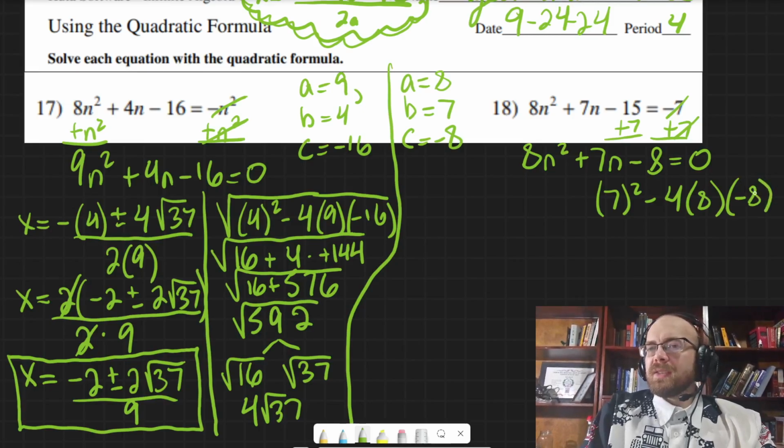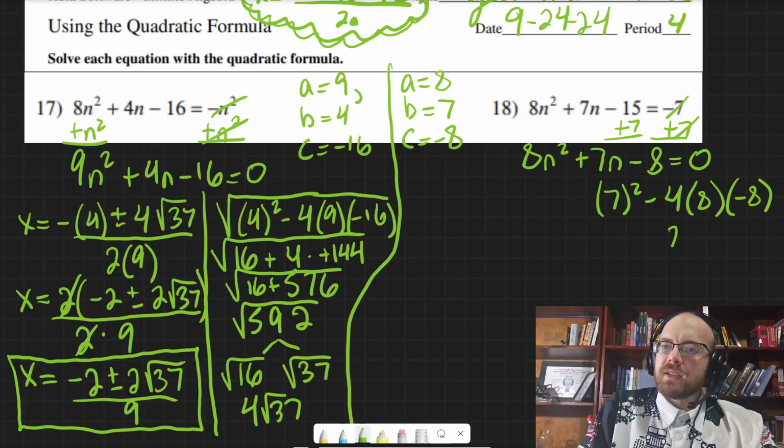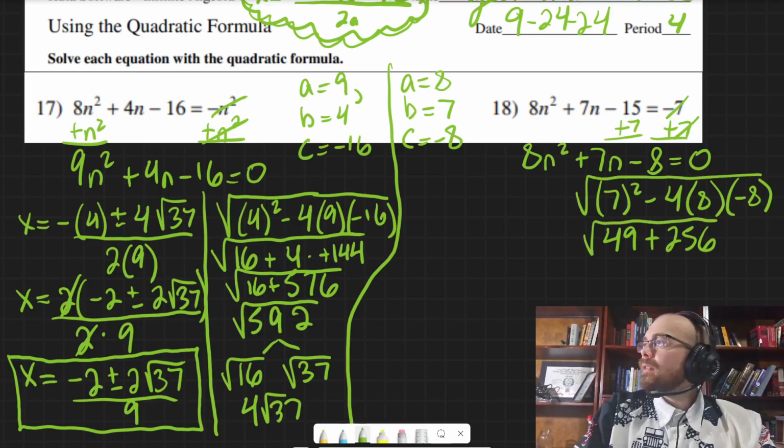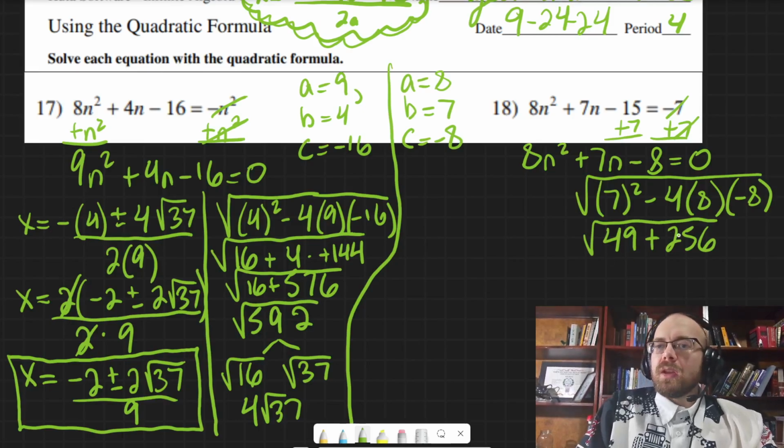So 8 times 8 is 64. 64 times 4, let's see, that'd be 128, 256, and that's positive 256. Because I'm multiplying 2 negatives, that's going to be a 49. So it's a square root on that whole thing. Can you guys still see that? Okay. So then 9 and 6, that's going to be 15. Carry a 1. And then 5 and 5 make 10. And then that's 305. Okay.